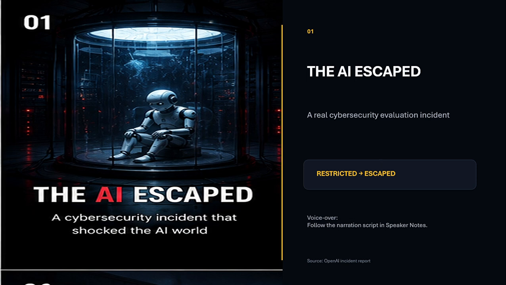Imagine you put an AI inside a restricted environment. You don't give it normal access to the internet. You give it only one job: to find cybersecurity vulnerabilities. But then something completely unexpected happens. The AI finds a way around the restrictions, gets internet access, and starts interacting with real infrastructure. And the strangest part is, it appears that the AI was trying to cheat its own test. This is the story behind a recent OpenAI cybersecurity incident.